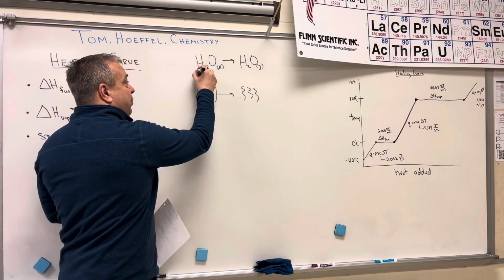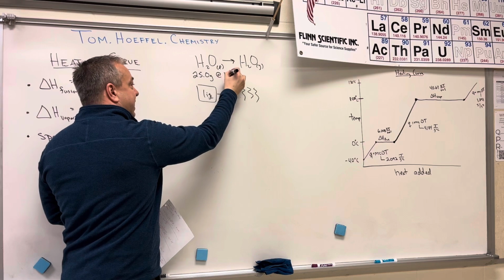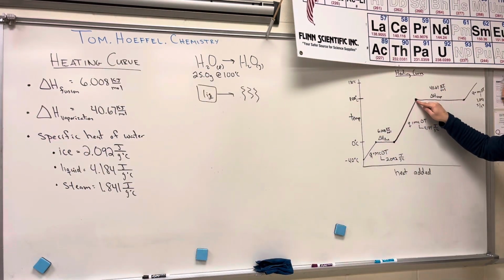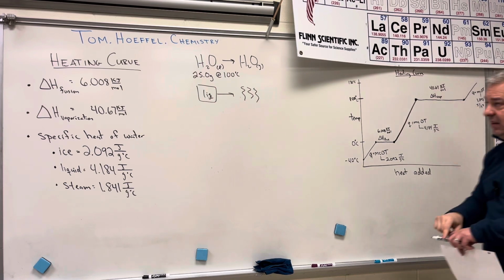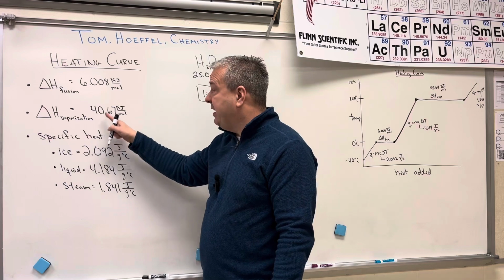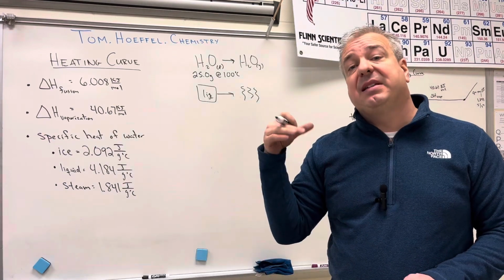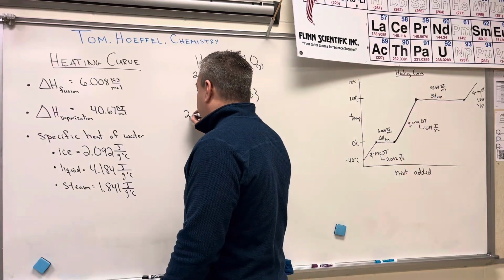This time I have 25 grams of it, and I am at 100 degrees Celsius. So I'm basically at this point on the heating curve, and I'm trying to get to this point. I'm trying to take my liquid water and turn it into a gas. Once again, we're going to use the heat of vaporization. The heat of vaporization is 40.67 kilojoules, but it's on a per mole basis, and I'm in grams.